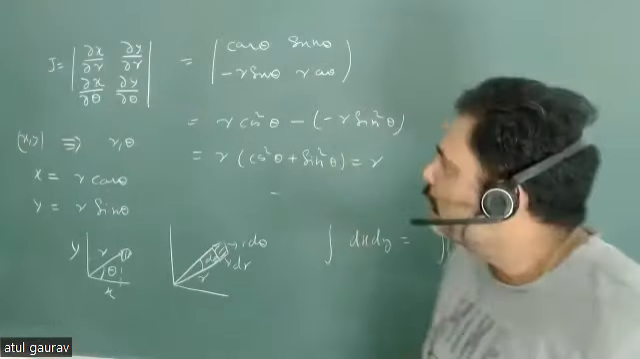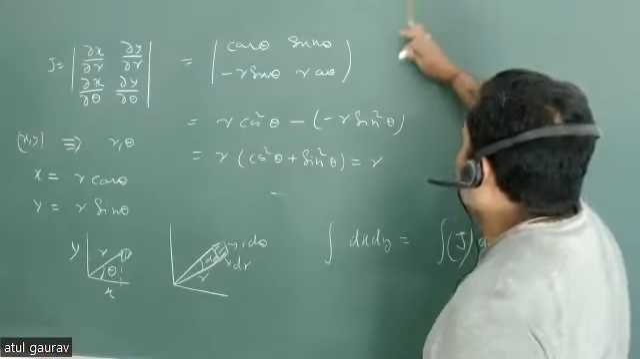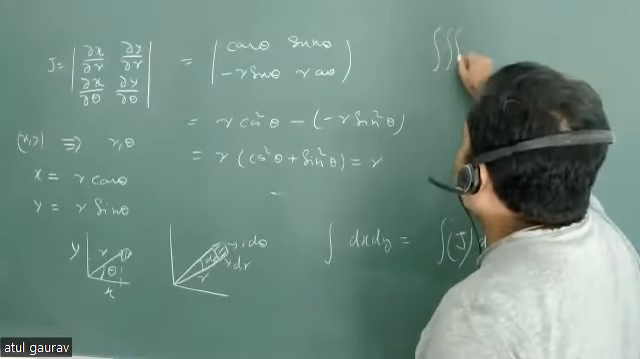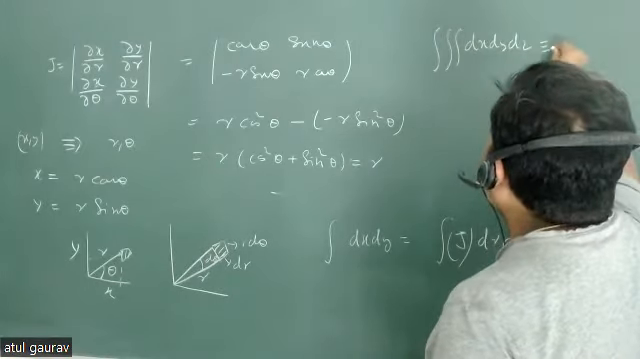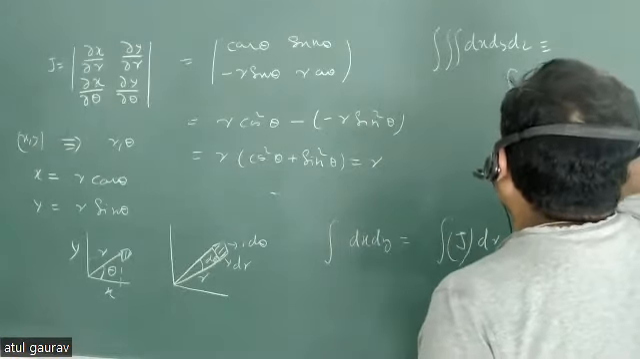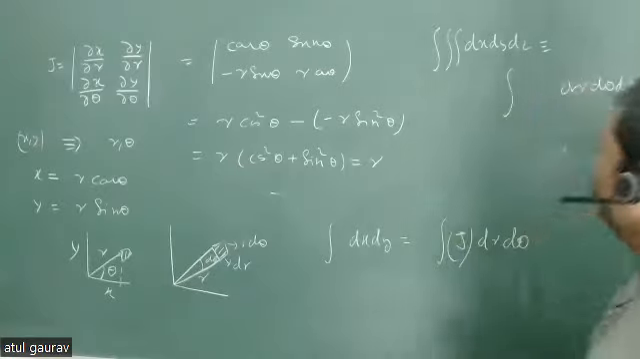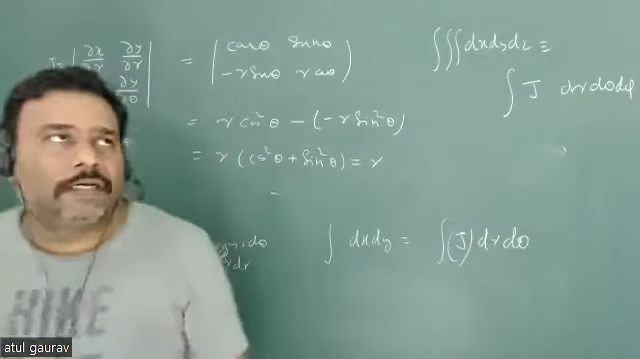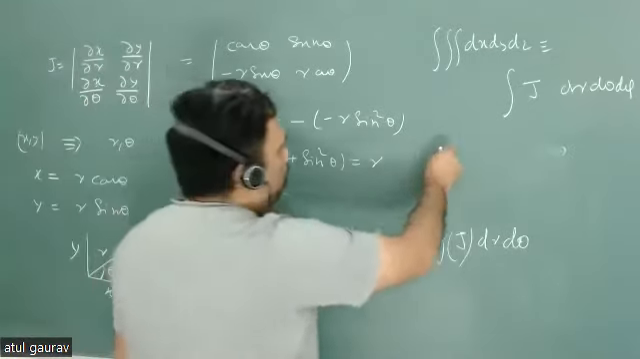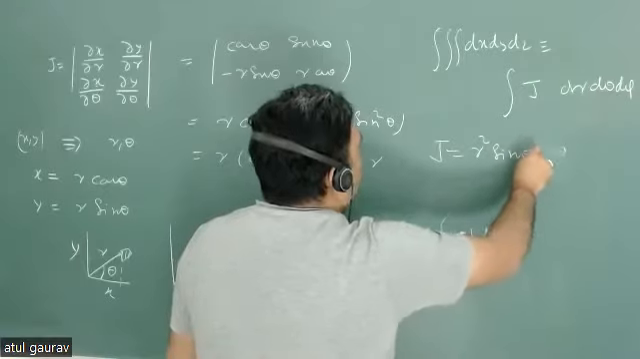Similarly, you can also go for the spherical polar coordinate. In the spherical polar coordinate, we have dx dy dz, and this can be written as dr d theta d phi times the Jacobian of the transformation. And what will be this Jacobian of the transformation here? You will be surprised that this will be nothing but r square sin theta.